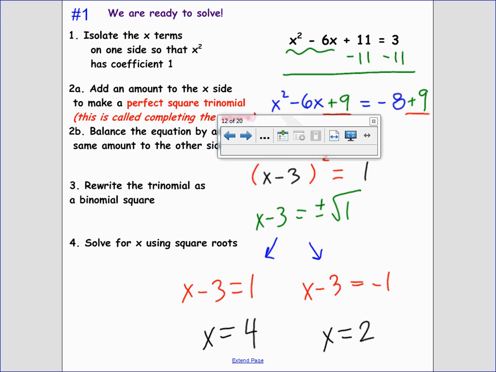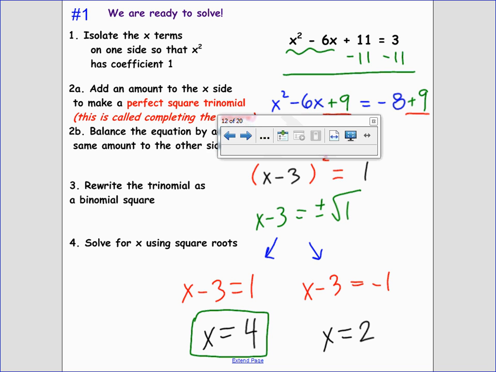Let me check in the original. So if I put 4 in the original, I'd get 4 squared is 16. Minus 6 times 4, that's minus 24. 16 minus 24 is negative 8. Negative 8 plus 11, does that equal 3? Negative 8 plus 11 does equal 3.